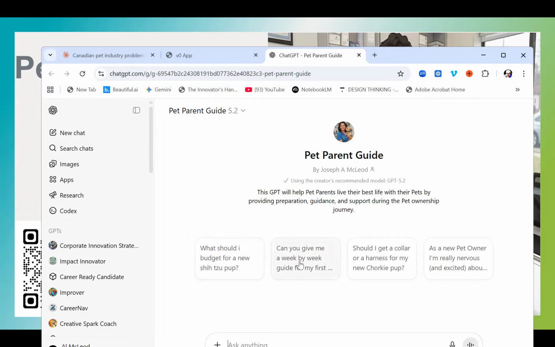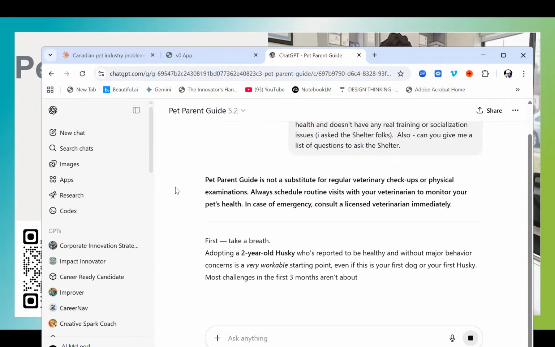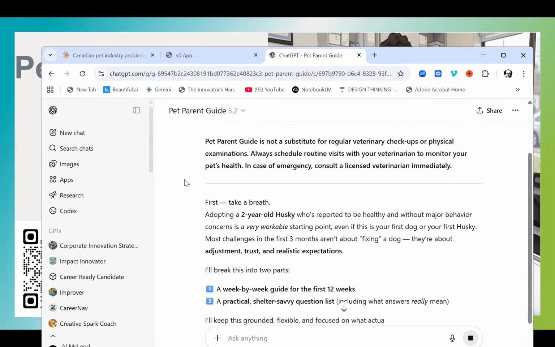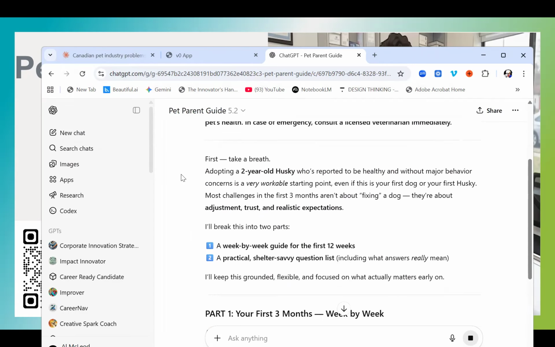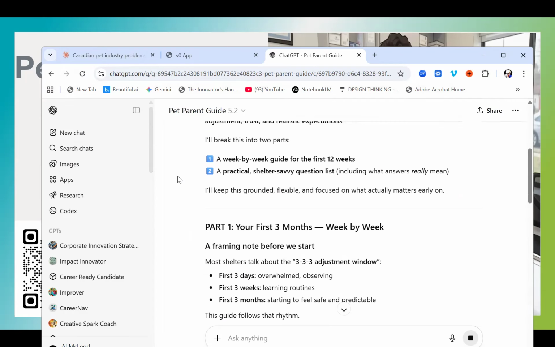So here's a question. Can you give me a week-by-week guide for my first 3 months with a 2-year-old adopted husky that's in good health and doesn't have any real training or socialization issues? I also asked, can you give me a list of questions to ask the shelter? It always says it's not a substitute for regular veterinary checkups or physical exams, etc. And then it says, take a breath, adopting a 2-year-old husky who's healthy and without major behavior issues is a very workable starting point, even if this is your first dog or first husky. And then it goes into a week-by-week guide for the first 12 weeks and a practical, shelter-savvy question list.